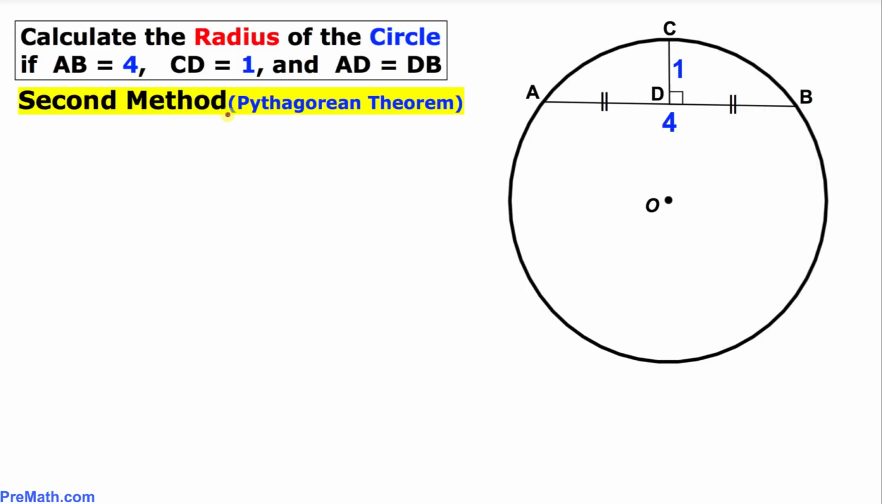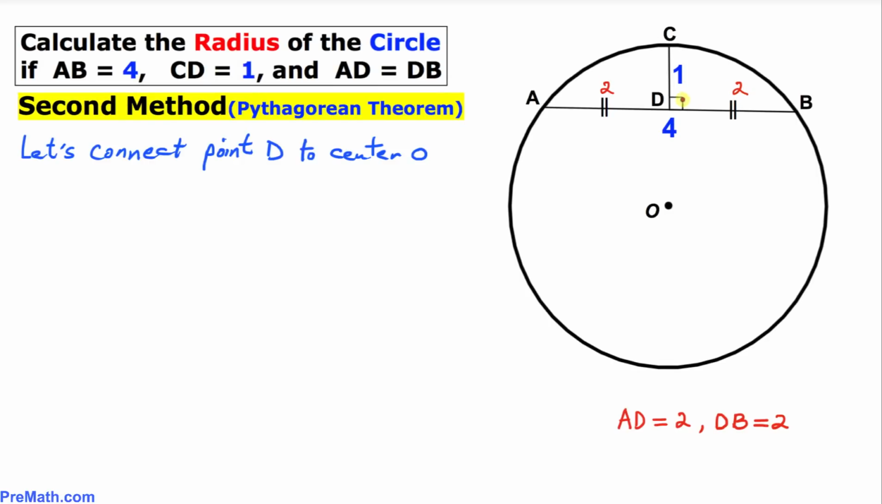Welcome to Pre-Math once again, and we are going to calculate the radius of this circle by using this second method called the Pythagorean theorem. Once again, since line segment AB is 4 and it is being divided into 2 equal parts, this is going to be 2 and this is going to be 2 as well. Now we are going to connect this point D with this center O. Let's connect this one over here.